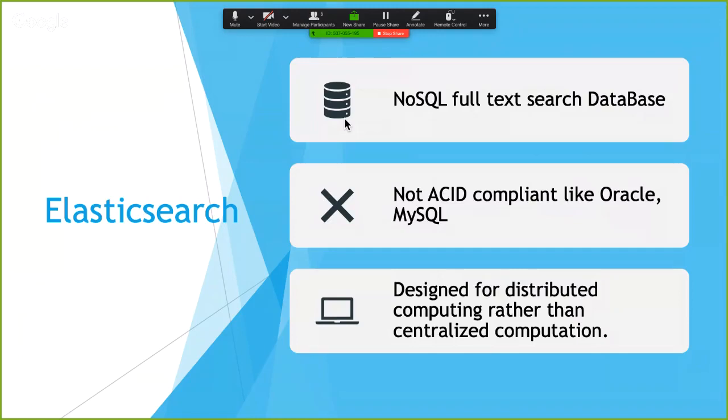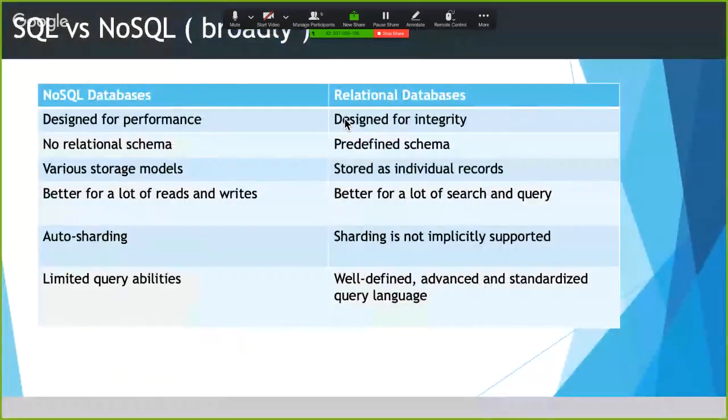The same thing applies to Kafka also. Again, it's designed for distributed computing rather than centralized computing. SQL versus NoSQL is a very classic textbook-based comparison. NoSQL is designed for performance, and relational databases are designed for integrity. In the same way, schema and non-schema.